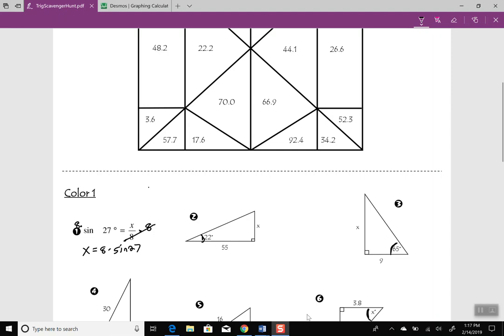Alright, this will be the solution to the Trig Scavenger Hunt worksheet. I've already marked all the angles that we care about, so we can just label our sides, set up the trig equation, and solve. Start off this first one.